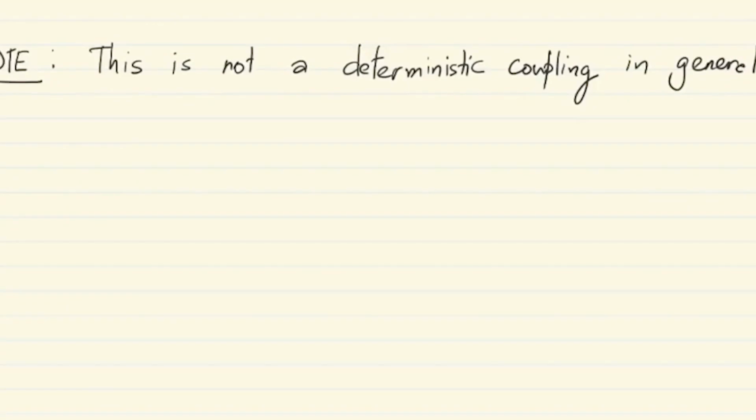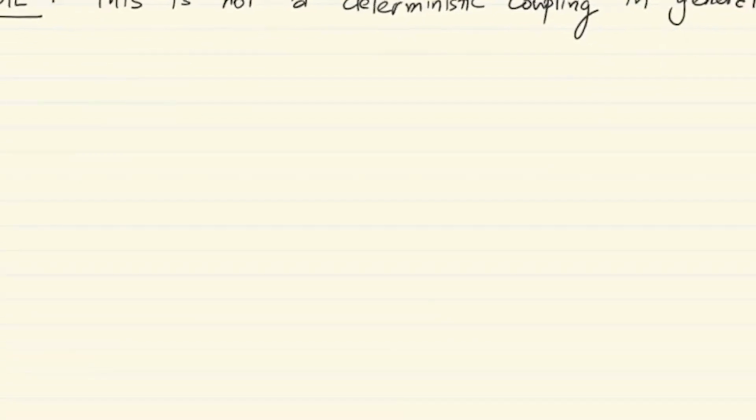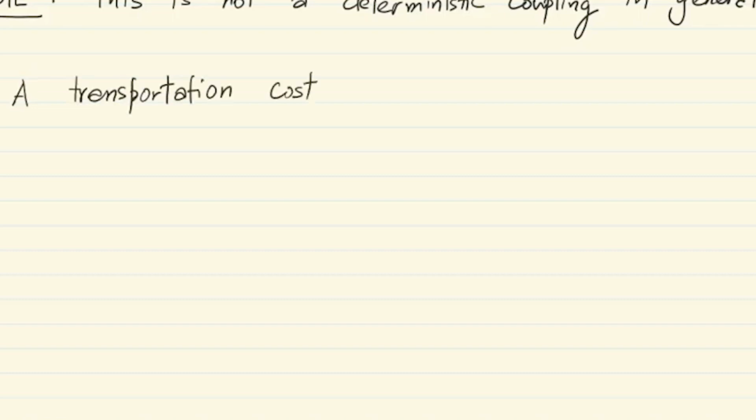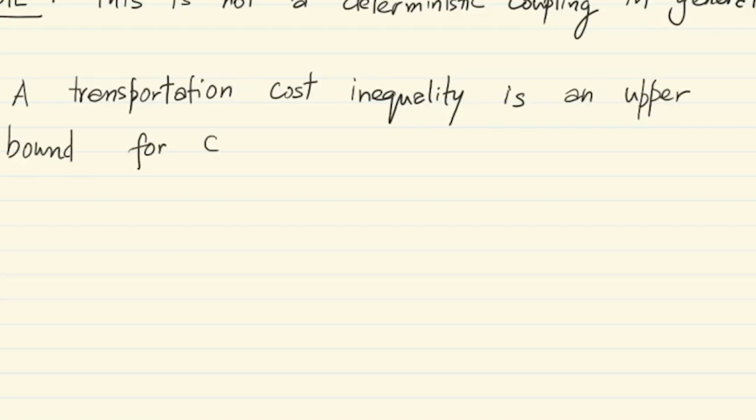We now return to the relationship between transportation cost inequalities, and we'll move towards the relationship with the concentration of measure bounds. We'll just conclude this lecture by saying that in general, what is called a transportation cost inequality is simply an upper bound for the optimal transportation cost C(P,Q).